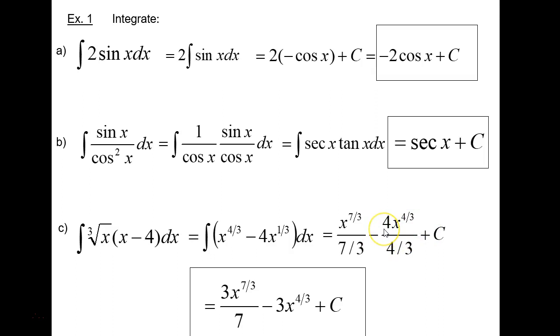Flip it so the 3 goes on top, and then those 4's cancel. So that leaves me with 3x to the 4/3 plus c. What if you were asked to solve a differential equation for what's called a particular solution? So a general solution is where we leave the plus c in the answer.